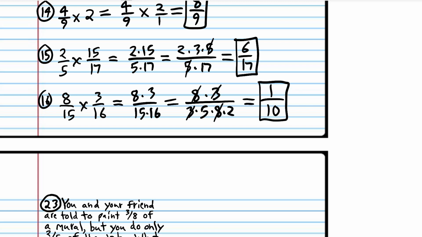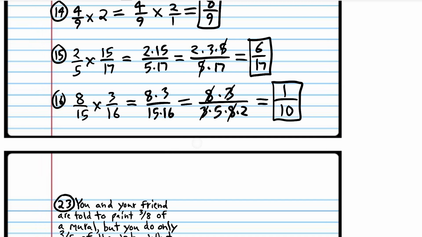So again, you could multiply straight across. If you multiplied straight across, you would get 8 times 3 is 24. And 15 times 16 is, let's see, that would be 160 plus 80, I think, is 240. So you could multiply straight across. You could do 8 times 3 is 24 and 15 times 16 is 240.